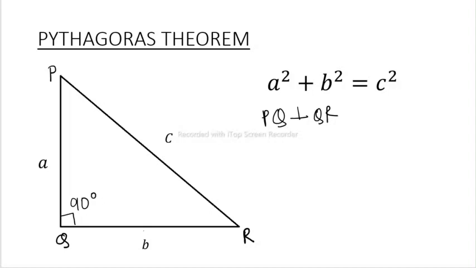the length. I do the same with QR. I square the length and I add them. Then I'm going to get the length of PR in the squared form. That means a square plus b square is equal to c square. This is the Pythagoras theorem.